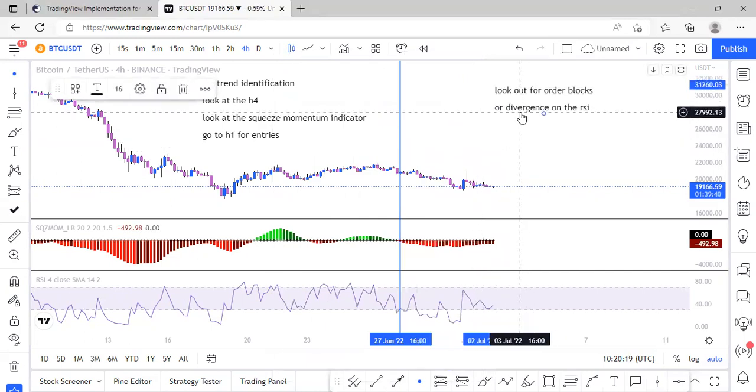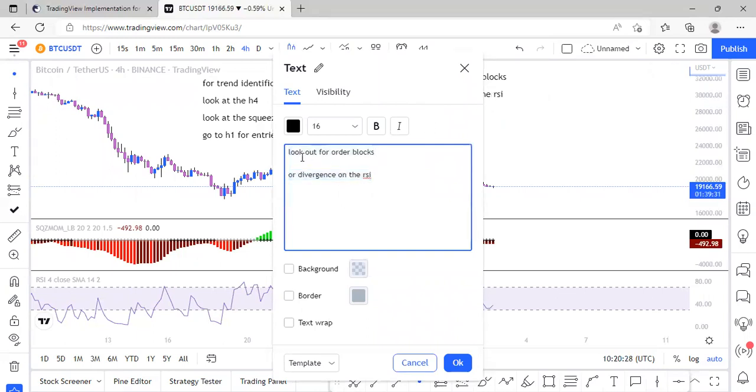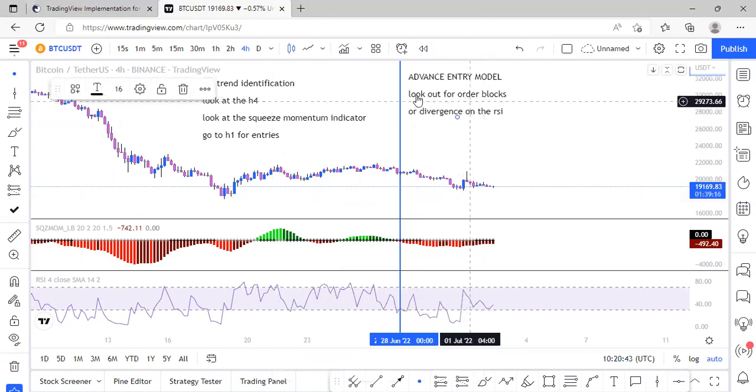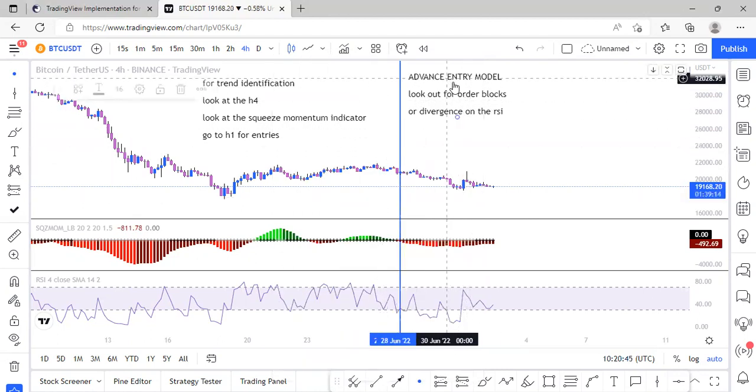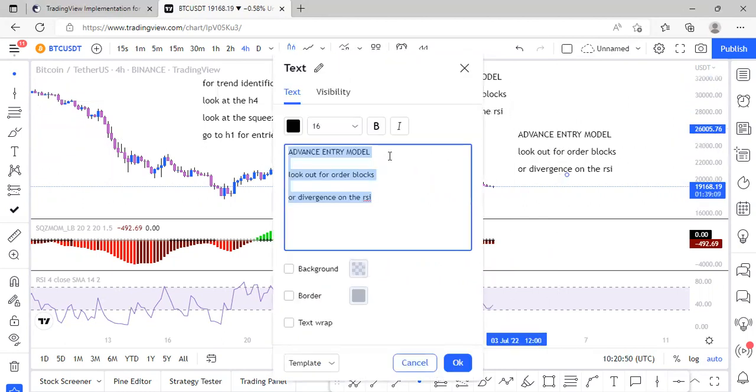So you can look out for order blocks or divergence on the RSI, but this is advanced entries. So let me just name this under advanced entries. I'm going to explain. So this is the advanced entry model. And then beginner entry model or a simple entry model.